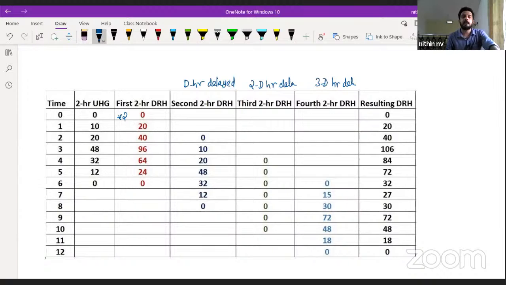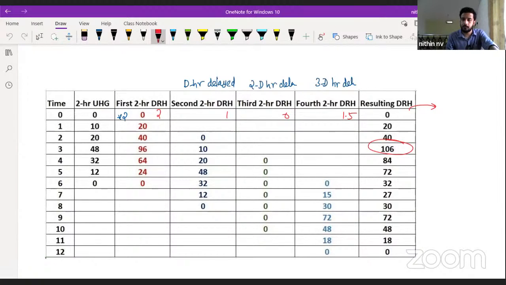So the resulting DRH will have runoff values of 2 centimeter here, 1 centimeter here, 0 here, 1.5 here. It will have a total runoff of 4.5. Okay, we don't require that. What they are asking is the peak of the resulting DRH. The only thing is to multiply properly, and if they are giving 0, don't skip it. If they are giving 0, take it.